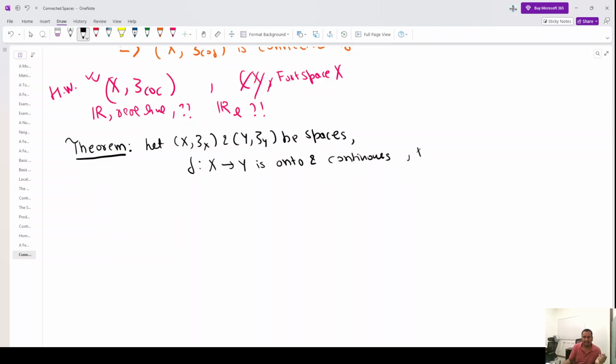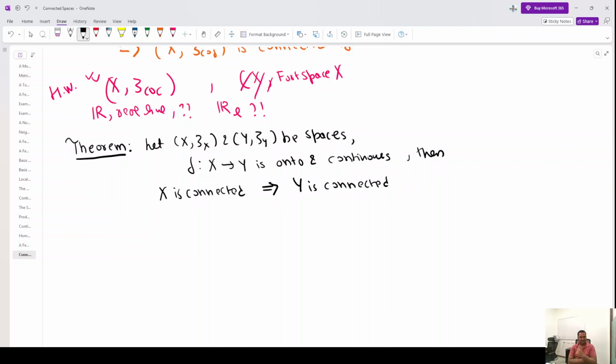Then X is connected implies Y is connected. So meaning if I have f, a homeomorphism from X to Y, and if X is connected, then Y has to be connected. Or Y is connected, then X has to be connected.